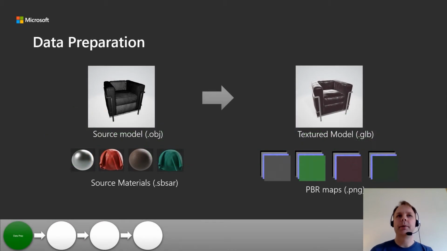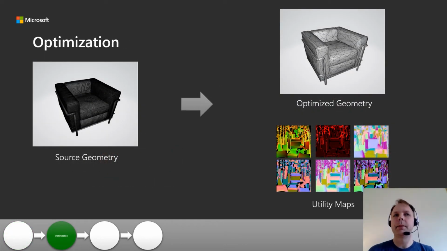The data prep is pretty much just taking the source model, in this case an OBJ file, and taking the source materials that are Substance archives. And what we do is we render out the maps for these Substance archives. So we get PBR maps: the base color, normal, roughness, metalness type of maps. And we create a textured GLB file here. This one goes into Simplygon for optimization, whereas these maps we're going to use in order to create textures for it. Next stage in the pipeline is optimization.